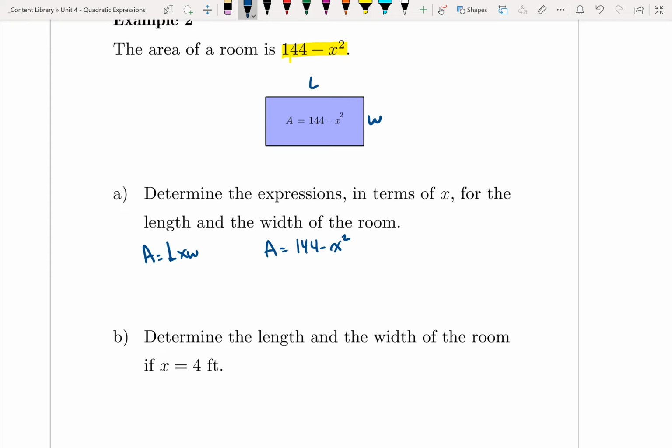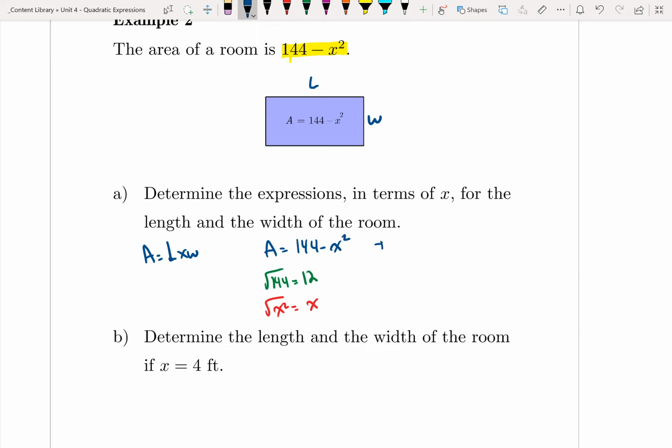We have two terms, they are subtracted, and if we try to find the square roots of both terms, the square root of 144 is 12, and the square root of x squared equals x. So this does work out to a difference of squares. So I can common factor this.